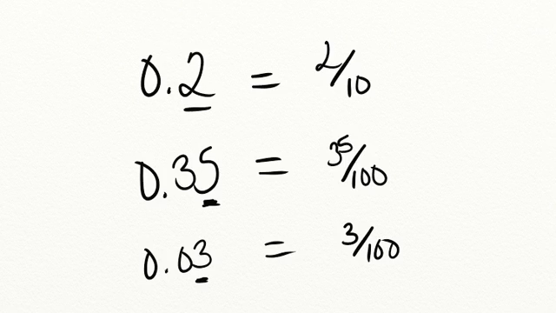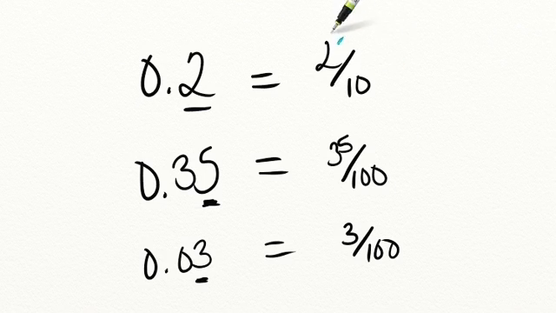Sometimes when you're converting a decimal into a fraction, you'll be asked to do one more step and turn your fraction into simplest form. Now, simplest form means that you can't break down your fraction any further. So let's break these down into simplest form.